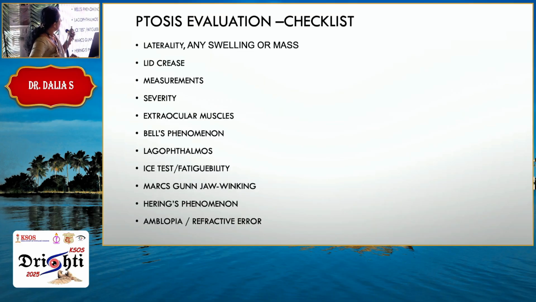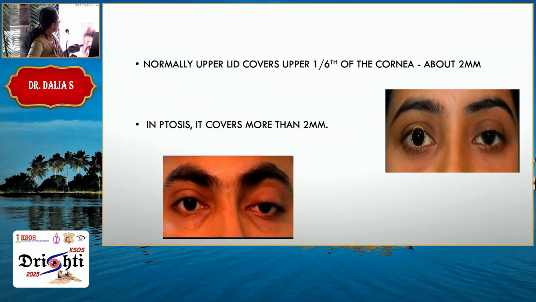Now, this gives a checklist for the ptosis evaluation. First, the laterality, whether it is unilateral or bilateral. Any swelling or mass in the lid can lead to a mechanical drooping, which produces a mechanical ptosis. This is the array of checklists which we will go through one by one. Normally, the upper eyelid covers 1/6 of the upper cornea, that's about 2 millimeters. When it covers more of the cornea, then you call it ptosis.